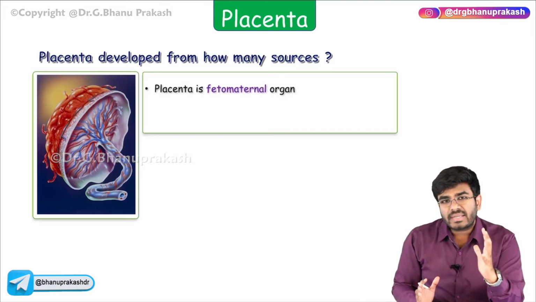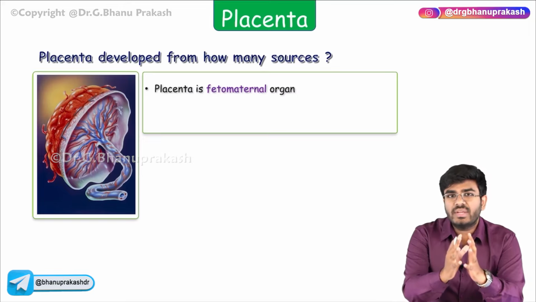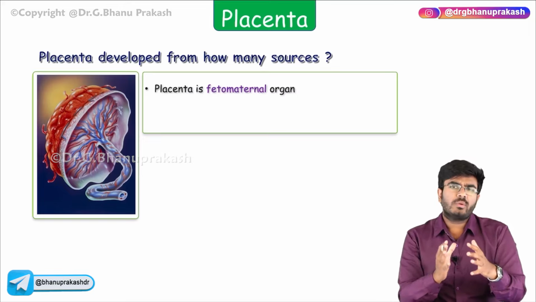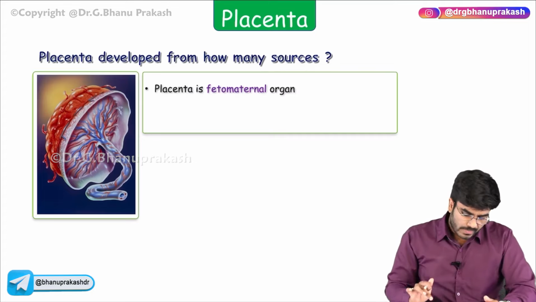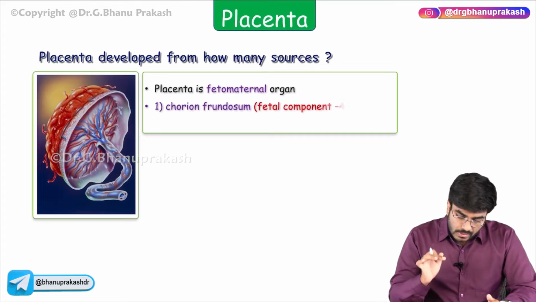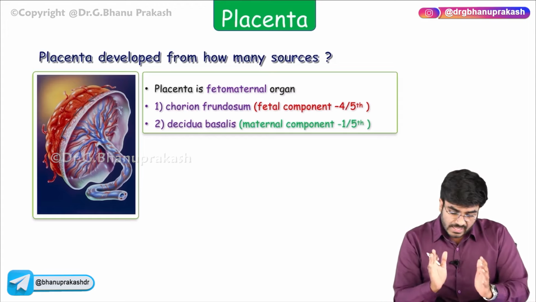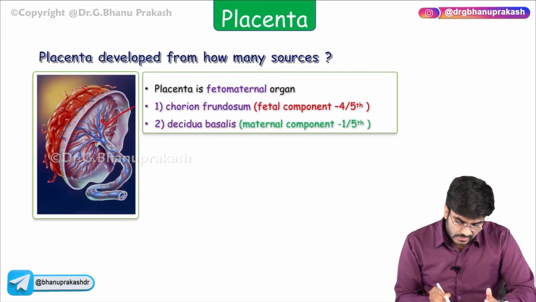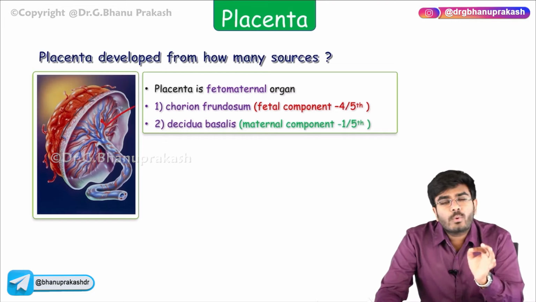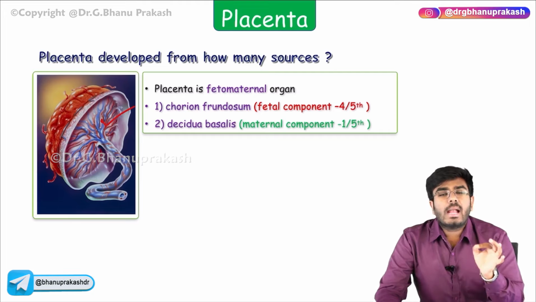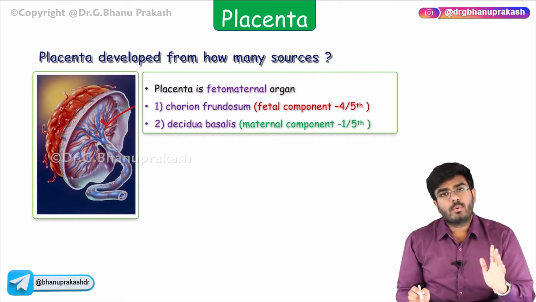There is one maternal side. Okay, on one side there is this maternal side and the other side is the fetal side. Maternal side is going to be developed from the mother and fetal side is going to be contributed by the fetus. So, important point is chorion frondosum. Chorion frondosum is actually the fetal component of the placenta and the maternal component is known as decidua basalis. Very important MCQs.